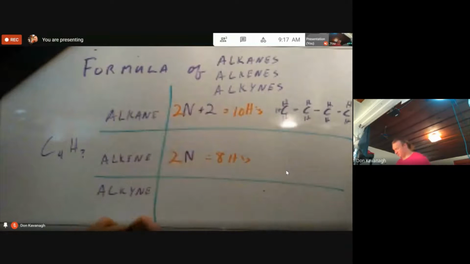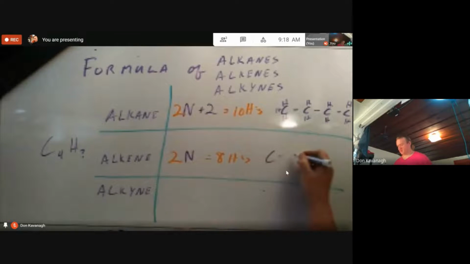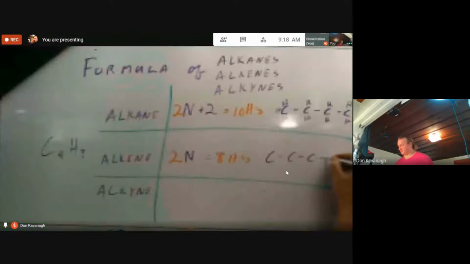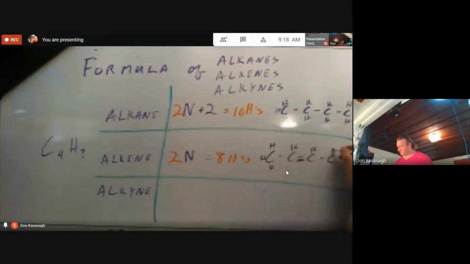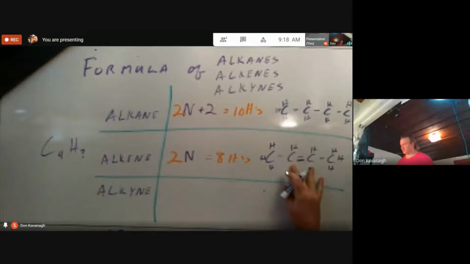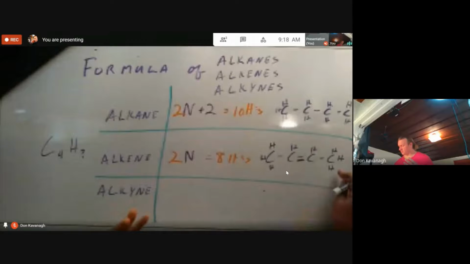Let's do that in a little drawing. 1, 2, 3, 4. We're told it's an alkene. I'm going to put a double bond in the middle there and fill in my hydrogens for everyone else. Note that these carbons in the middle here only need 1 hydrogen to make their 4 bonds. 1, 2, 3, 4, 5, 6, 7, 8. And that works out right there.